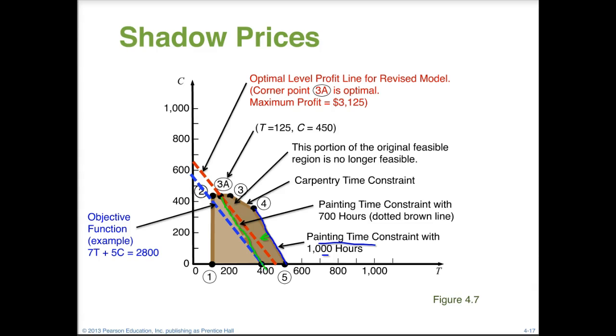Now that drastically reduces our feasibility region, and now the level profit line that we see here, which is in red, we see it's crossing at 380. And so this tells us that we need to drastically reduce the amount of tables that we need to make and increase the amount of chairs that we need.